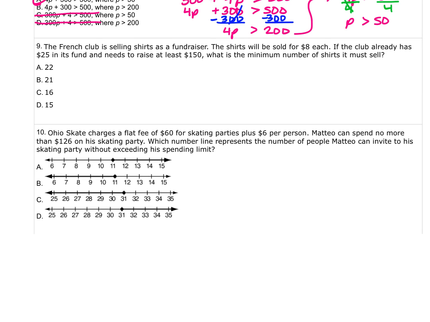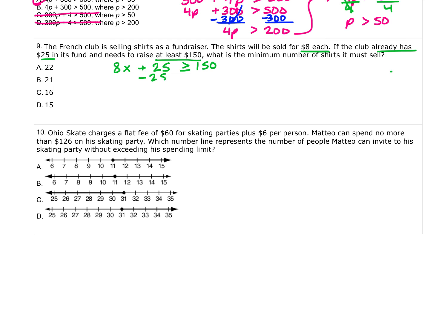Number 9, the French Club is selling shirts as a fundraiser. The shirts will be sold for $8 each. They already have $25 and need to raise at least $150. And we're going to find the minimum number of shirts needed. So they're selling at $8 each, so let's say 8 times, we'll call them X number of shirts, plus they already have 25 and they need at least, which is greater than or equal to $150.